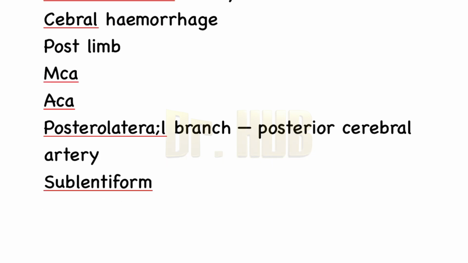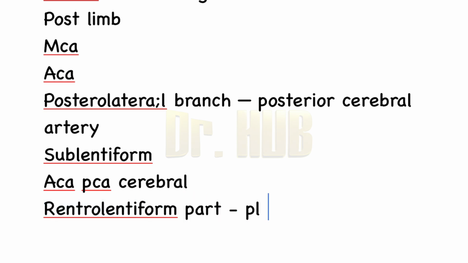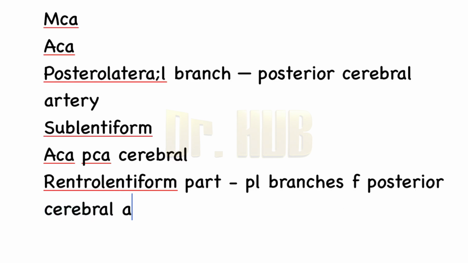The sublentiform includes the anterior choroidal artery, as well as the PCA, that is the posterior cerebral artery. Next is the retrolentiform part. This includes the posterolateral branches of the posterior cerebral artery.